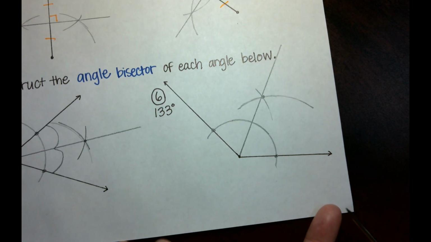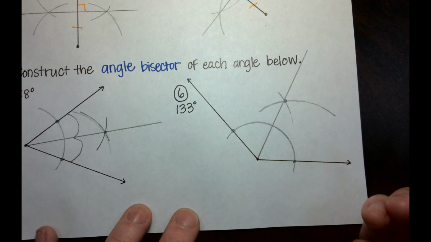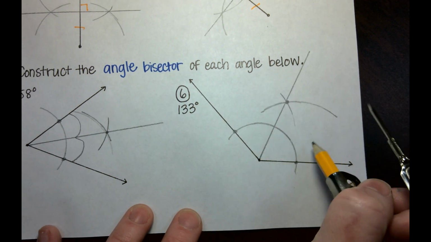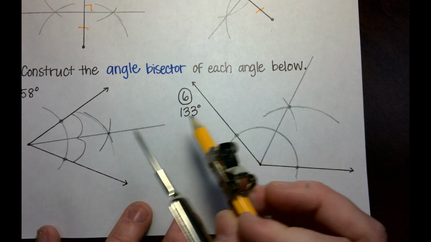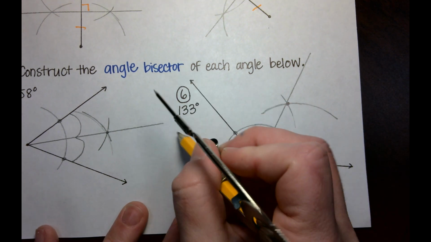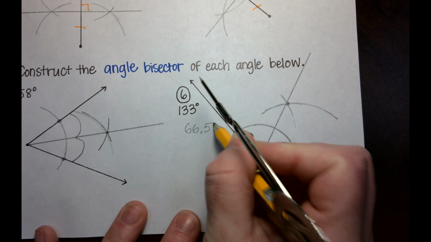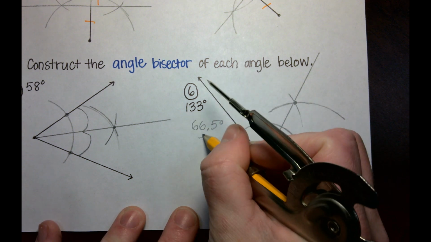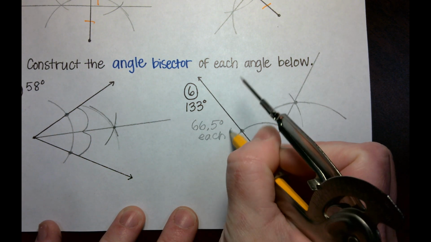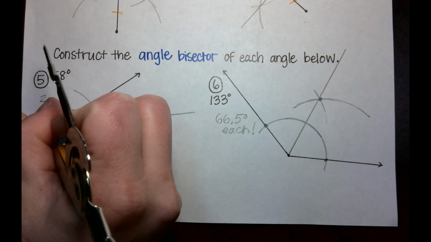Well, 66.5, mine's not degrees. Perfect. Yes, and what did you say, 66.5 degrees. Yes, so my two smaller angles that I split my big 133 degrees in half is going to be 66.5 degrees for each of these angles. Very nice. This one was 29 degrees.